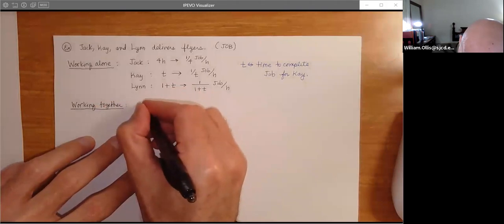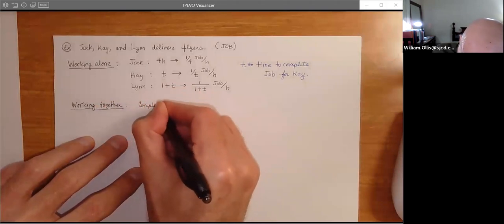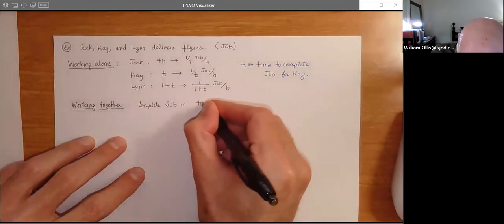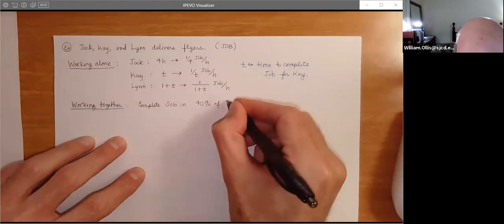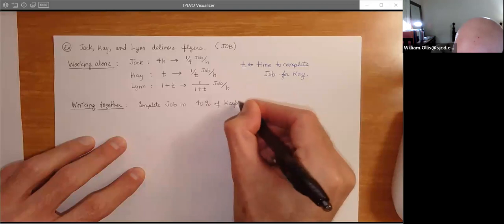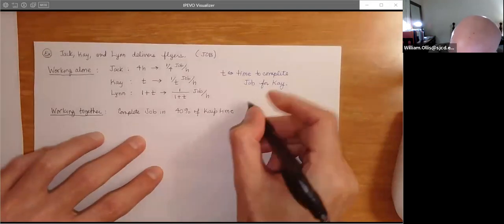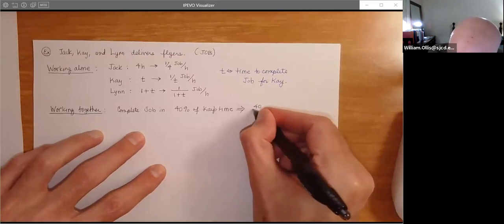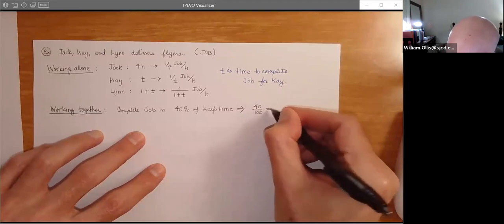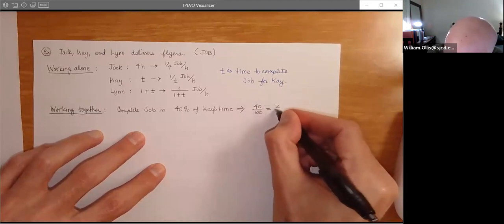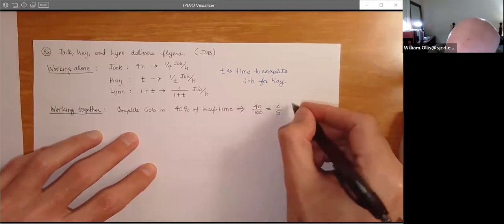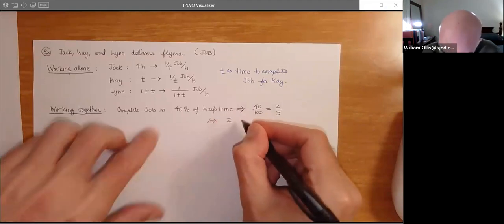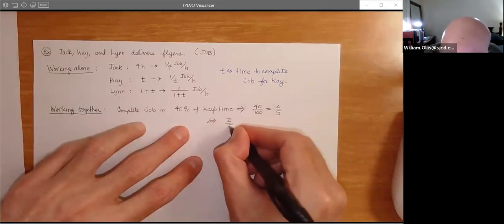So we'll say complete job in 40% of K's time. So what does this mean? This just means 40%. So we have 40 over 100. And again, you can divide, this will be 2/5. So equivalently, 2/5 K's time, 2/5 T.